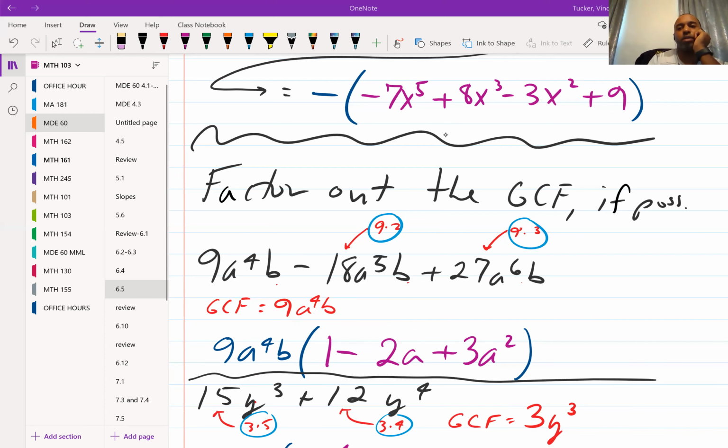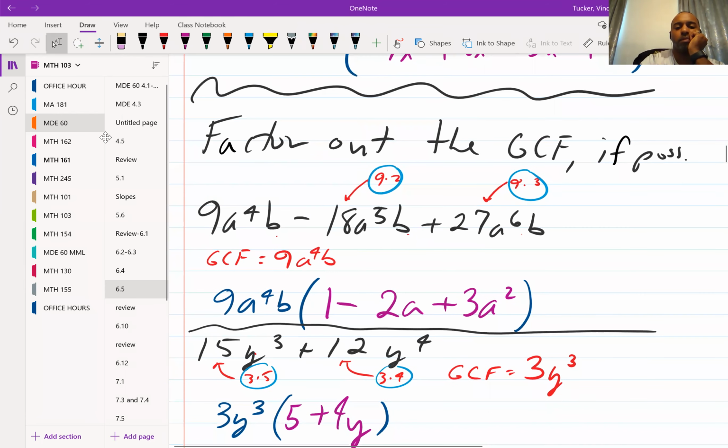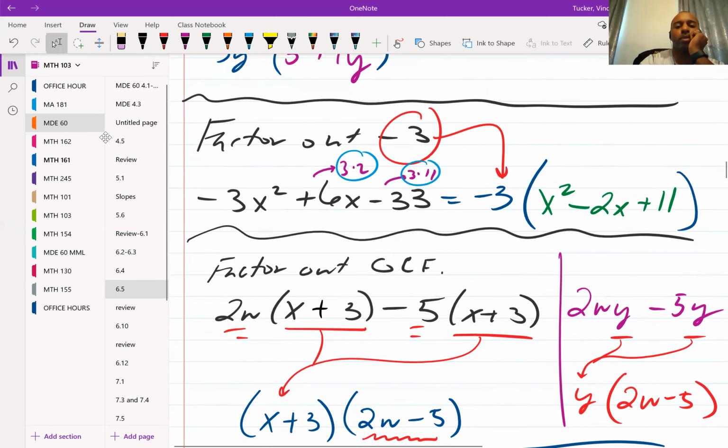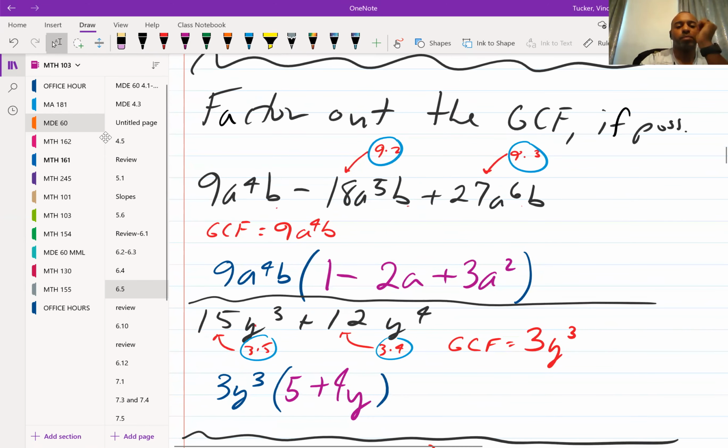All right, questions on that? Got one more, and then I think we got this. Yep, okay. So 15y cubed plus 12y to the 4th. Once again, we're looking to factor out the GCF.